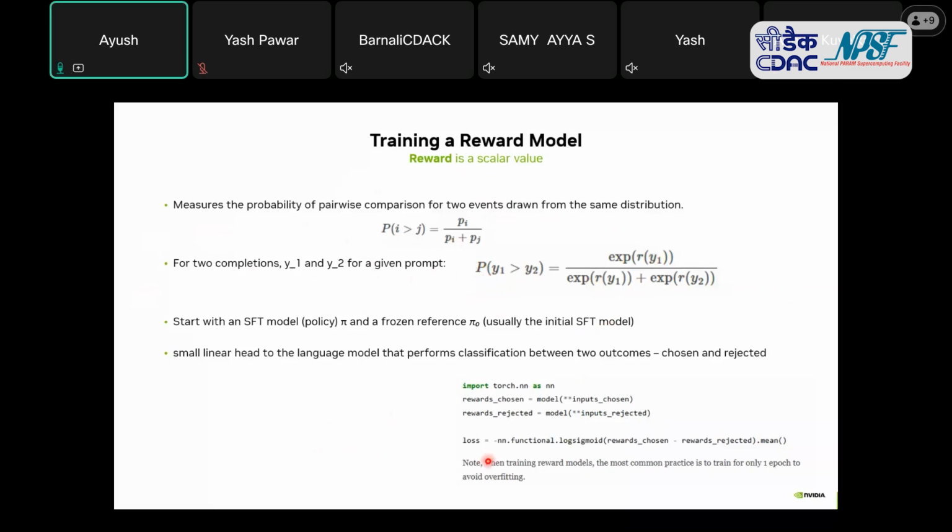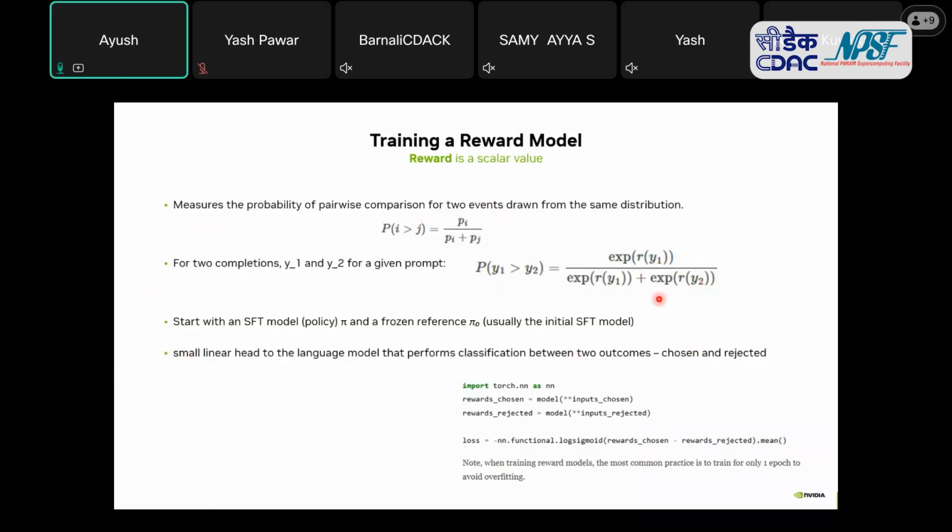you will get essentially a sigmoid function which tells you what should be the loss in terms of the rewards for the chosen answer and the rewards for the rejected answer, right? So as I mentioned, there is a small linear head, a last layer on the language model, that performs classification between two outcomes. This could be classification, ranking, rating, and so on. And that's how a reward model is trained.